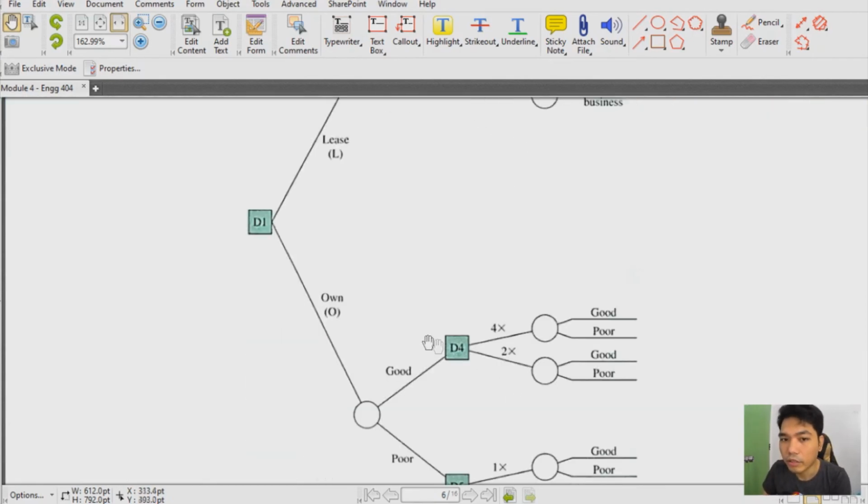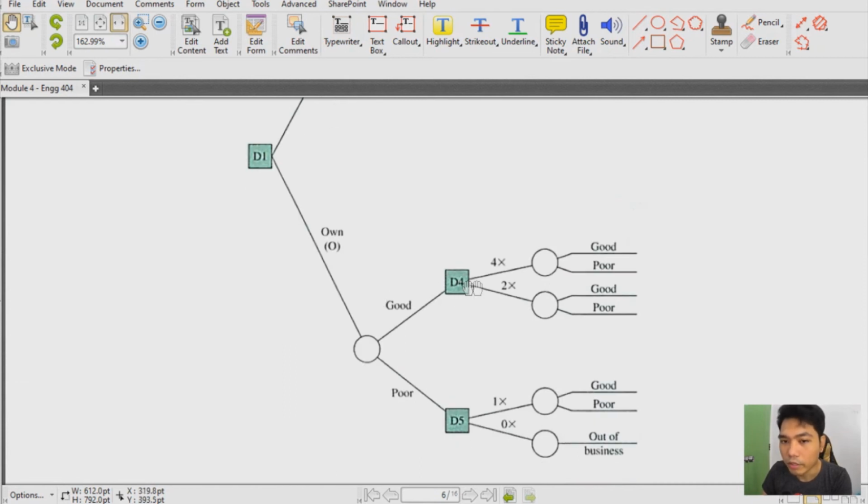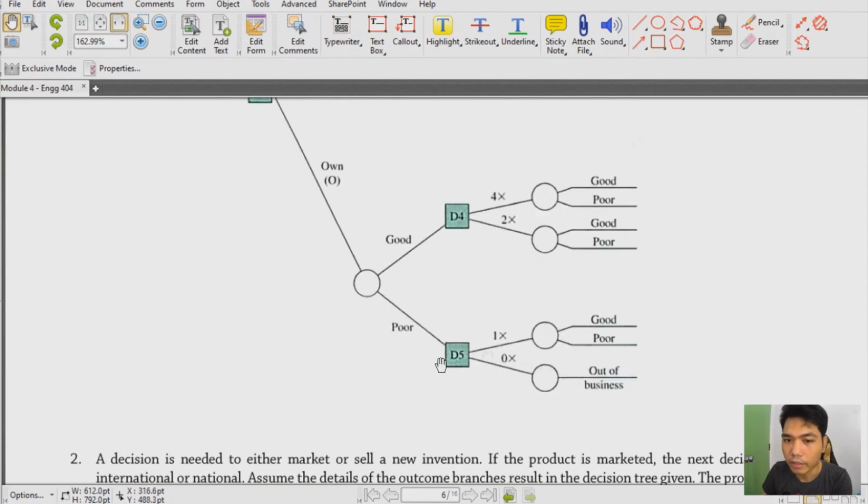And then I hope you can understand that in this scenario wherein you would want to own yung place na yon. So pag in-own mo, you can have the decision wherein you can have a good market sa simula. So pag good market, you can either quadruple or double the production level. So of course that a certain decision will yield to either good or poor market. And then pag naman poor, then you can just retain the original production level and then make it or do not produce at all. So out of business na. So ganun ang decision tree analysis.